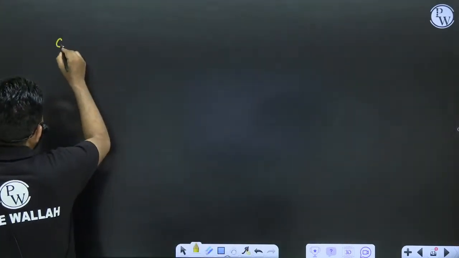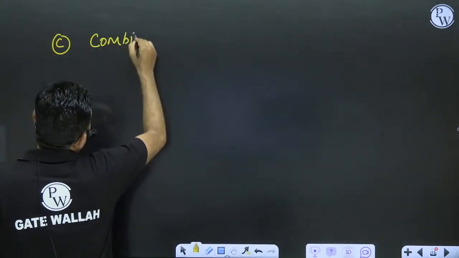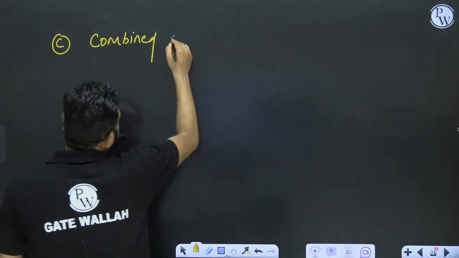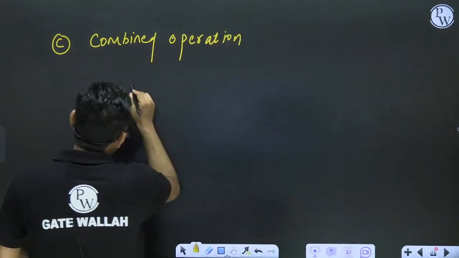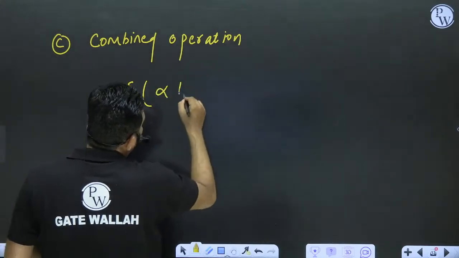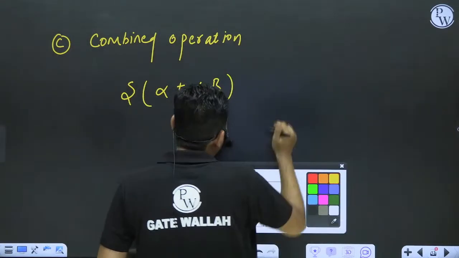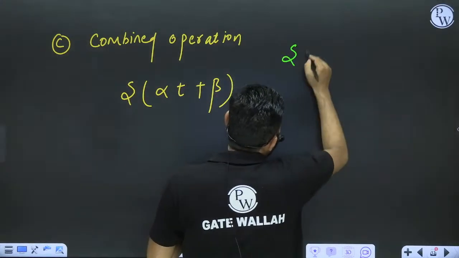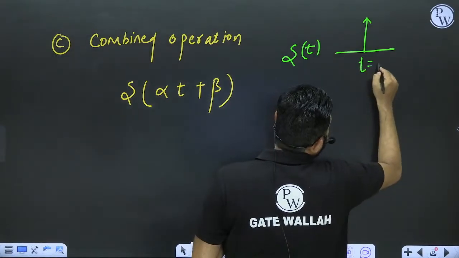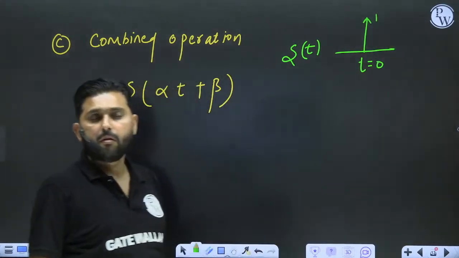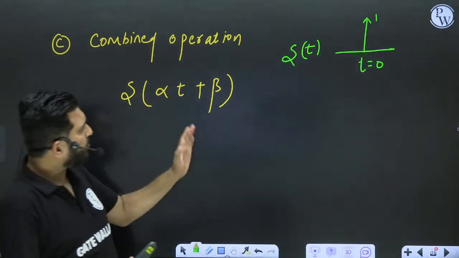So let's combine the operations. Suppose someone asks you what is delta of alpha t plus beta. You know that delta t exists at this function at t is equal to 0. So the point is, what is delta of alpha t plus beta?